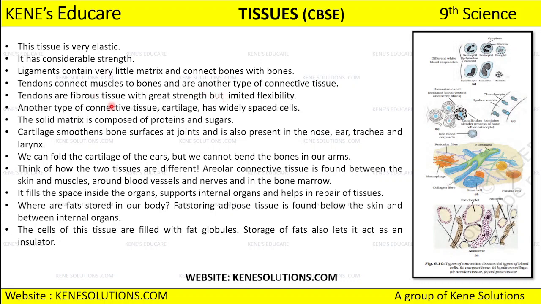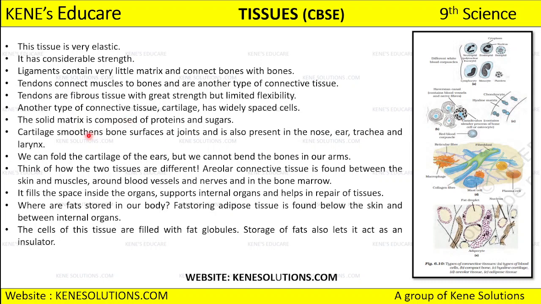Okay, so another type of connective tissue which we call cartilage. ठीक है, cartilage is also connective tissue. First type of connective tissue that we discussed was blood. Second kind of connective tissue that we had was bone. Now apart from blood and bone, we have another type of connective tissue जिसको हम बोलते हैं cartilage. Cartilage has widely spaced cells, and the solid matrix of this cartilage is made up of proteins and sugar. Cartilage का solid matrix किससे बनता है? Proteins and sugar से बनेगा.